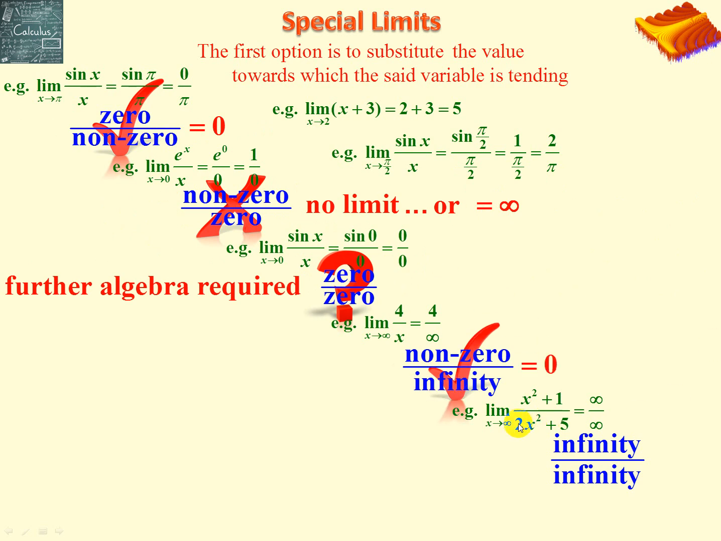A non-zero over infinity. Well, any non-zero over infinity, if that number below gets big enough, we can get that as close as we like to 0. So therefore the limit is 0. And infinity over infinity, we actually need further algebra as well, exactly the same way as 0 over 0.